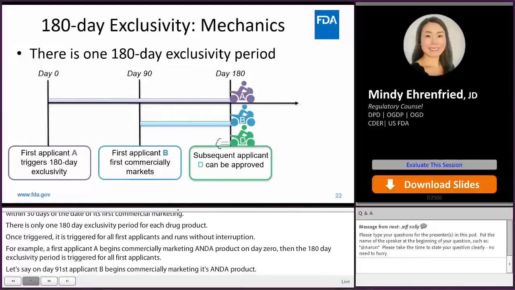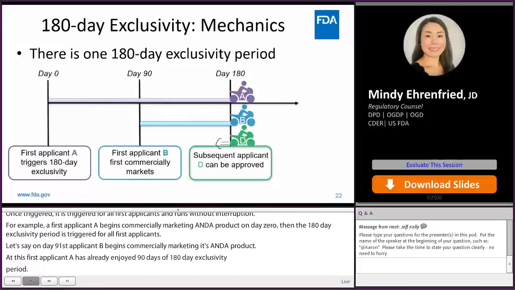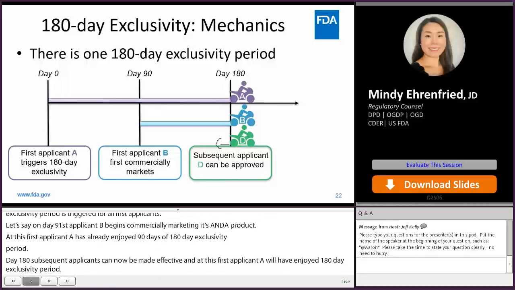Come day 180, subsequent applicants' ANDAs can now be made effective. And at this point, first applicant A will have enjoyed the full 180-day exclusivity period. First applicant B will have enjoyed 90 days of the 180-day exclusivity period, and any first applicant who is not yet marketing, like unfortunate first applicant C in this scenario, will not get to share in the 180-day exclusivity period.